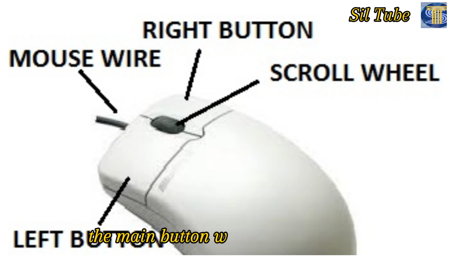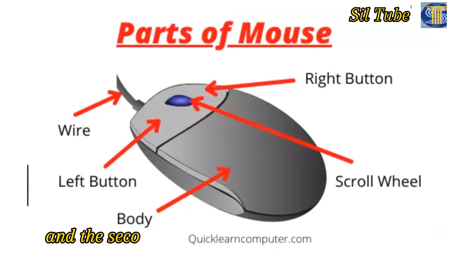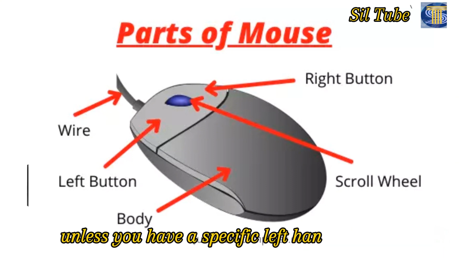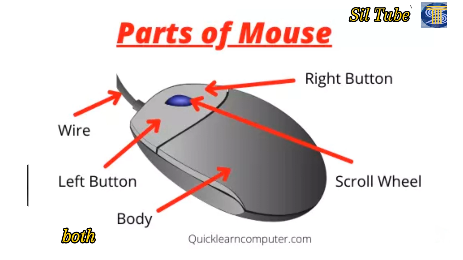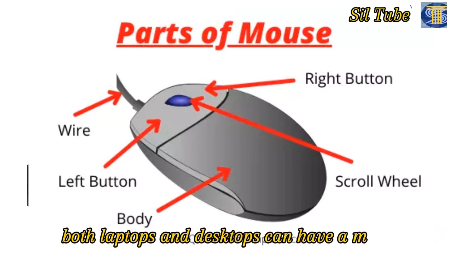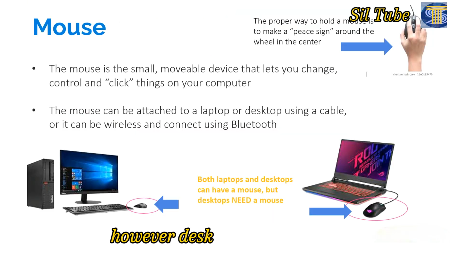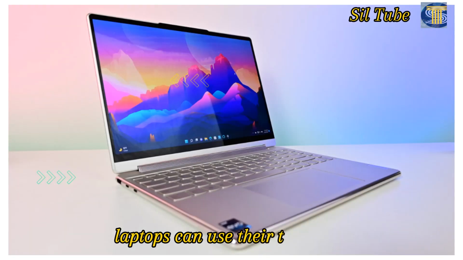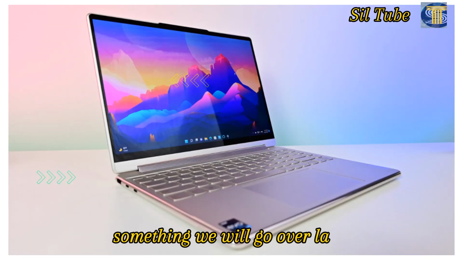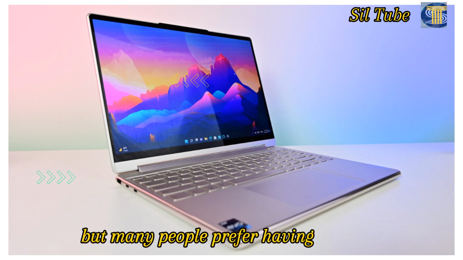The main button will be the left button, and the secondary button will be the right button, unless you have a specific left-handed mouse. Both laptops and desktops can have a mouse. However, desktops need a mouse. Laptops can use their touchpad, something we will go over later, but many people prefer having a mouse.